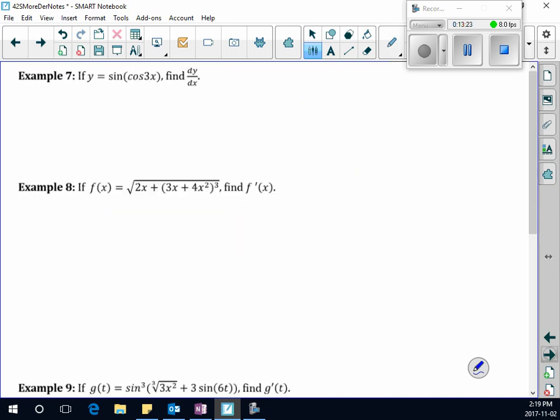Okay, how about this one? I'll give you a hint. This is a nesting doll of 3 dolls. Because you see, it's cos of 3x, but it's sine of the cos of 3x. So there are my layers now coming. Do you see that?